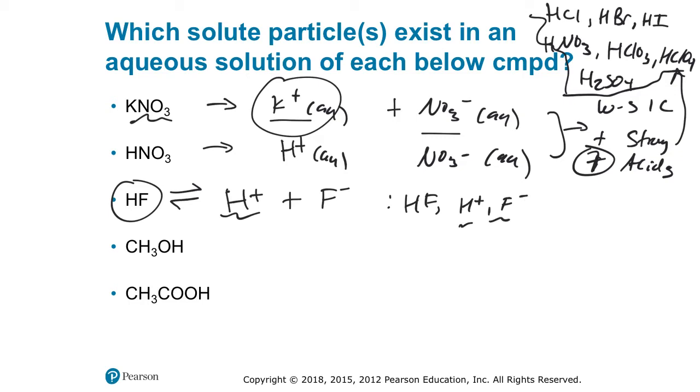There's really going to be fewer of these ions than the molecule, so we're going to have maybe a tiny fraction of the HF dissociated. If you imagine having 100 HF molecules, probably 2 or 3 of them on average at any given moment are dissociated into H+ and F- ions.